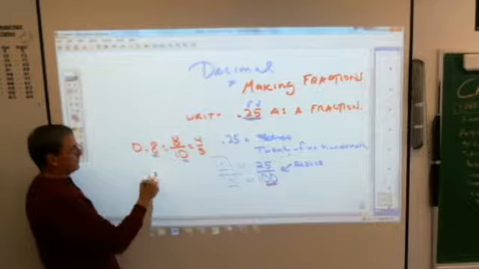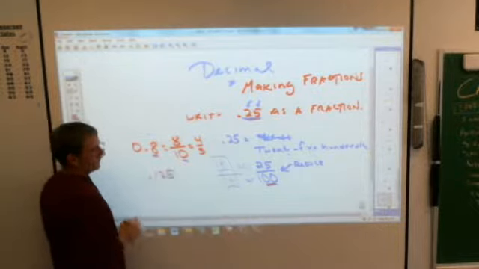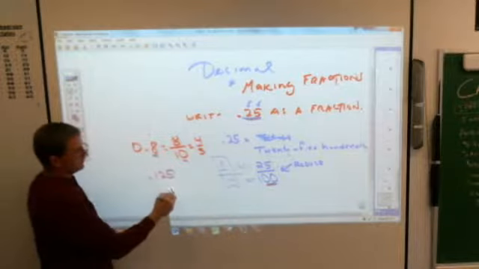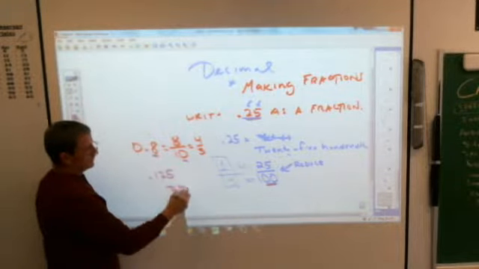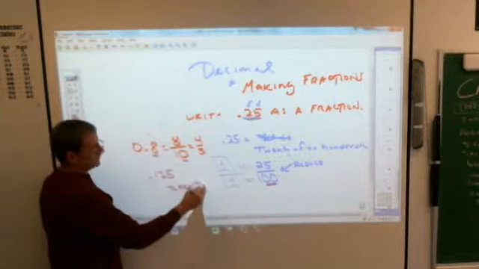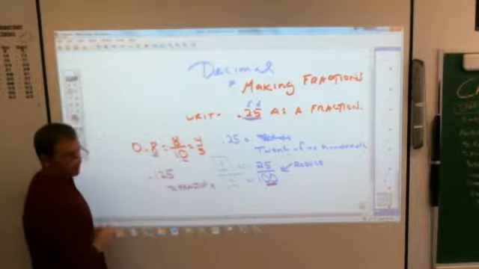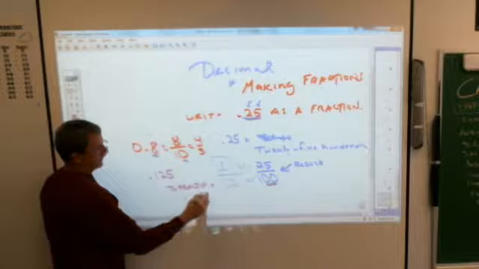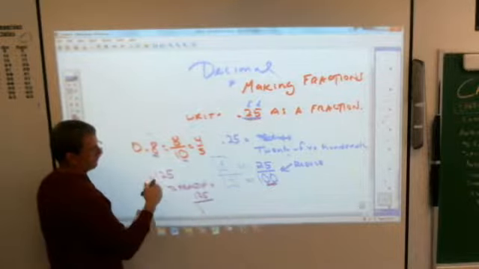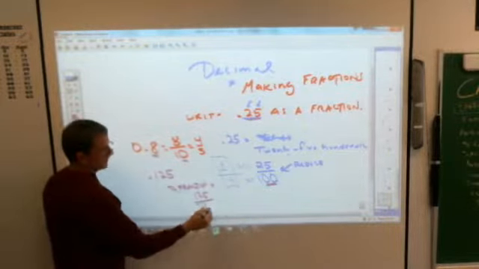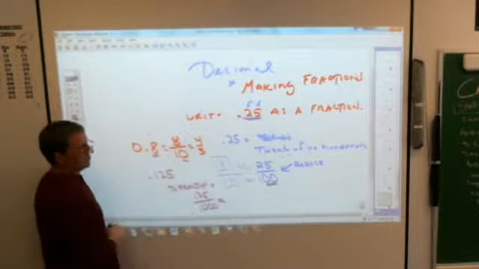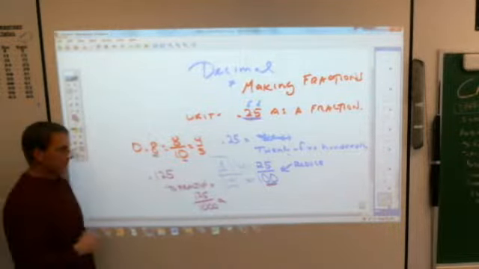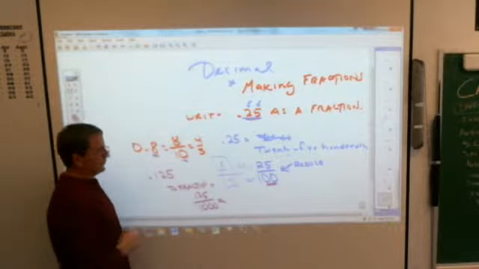How about this? 0.125. Changing that to a fraction would be 125 over 1,000. Look at a 1 with 1, 2, 3 zeros, over 1,000. Does anybody know what 125 over 1,000 actually reduces to? No, that's 25 over 100.